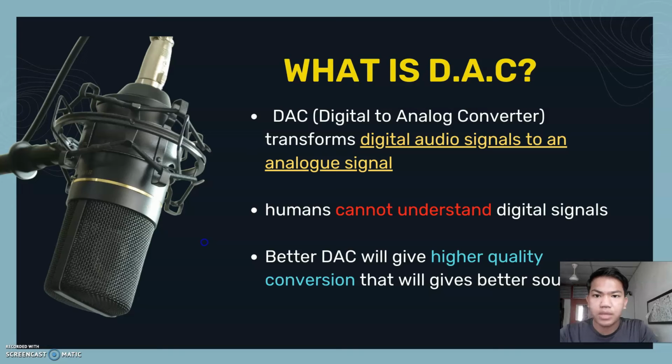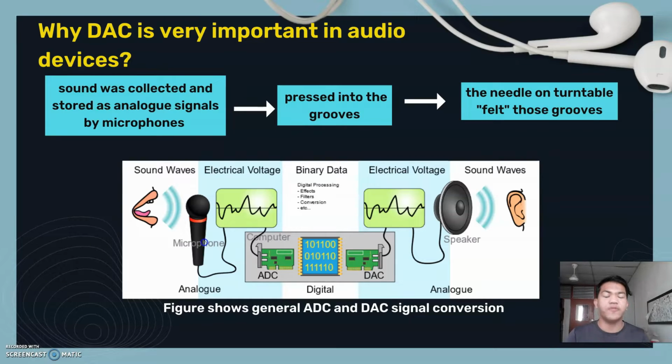Introduction and background. Actually, what is a DAC? A DAC is widely used in audio device applications to convert digital audio signals to analog signals, because we as humans cannot understand digital signals directly. A better DAC will give higher quality of conversion, which of course will give a better sound. So why is a DAC very important in audio devices?